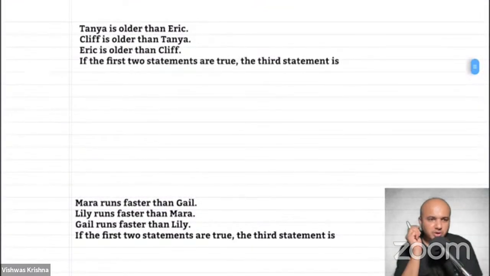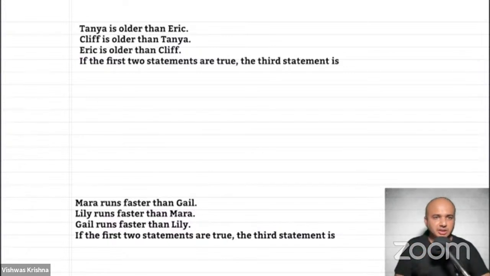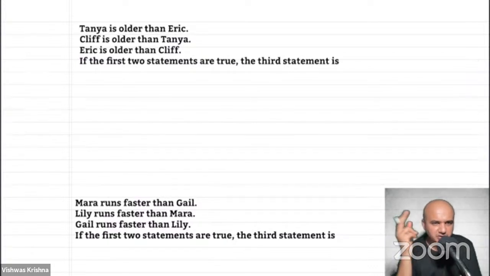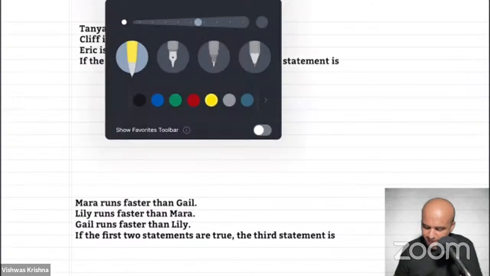So what we have to look at here is, the question says, one, Tanya is older than Eric, apparently. Okay, so be it. And Cliff is older than Tanya, and Eric is older than Cliff. If the first two statements are true, then the third statement is dash. This is interesting. There are no calculations involved here. All you have to do is just identify the right answer.